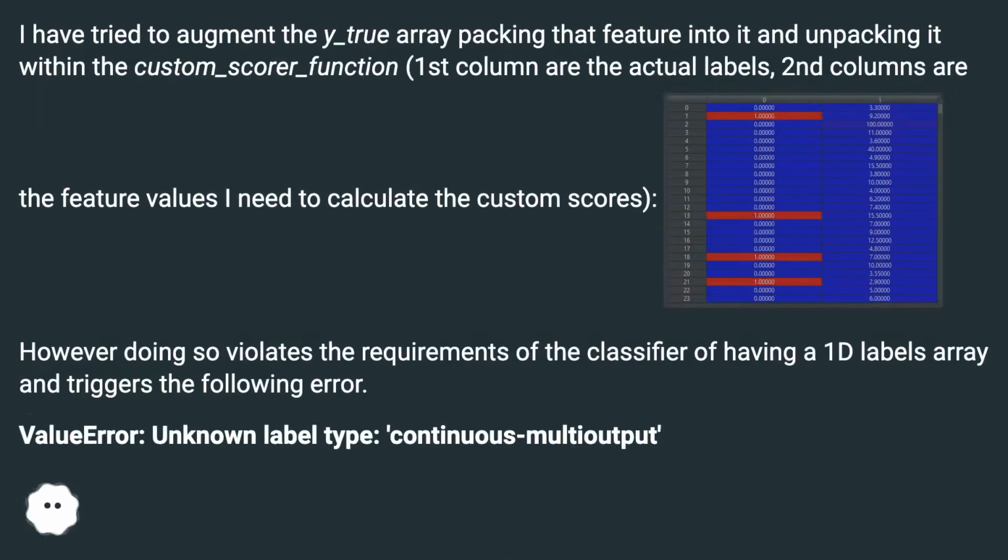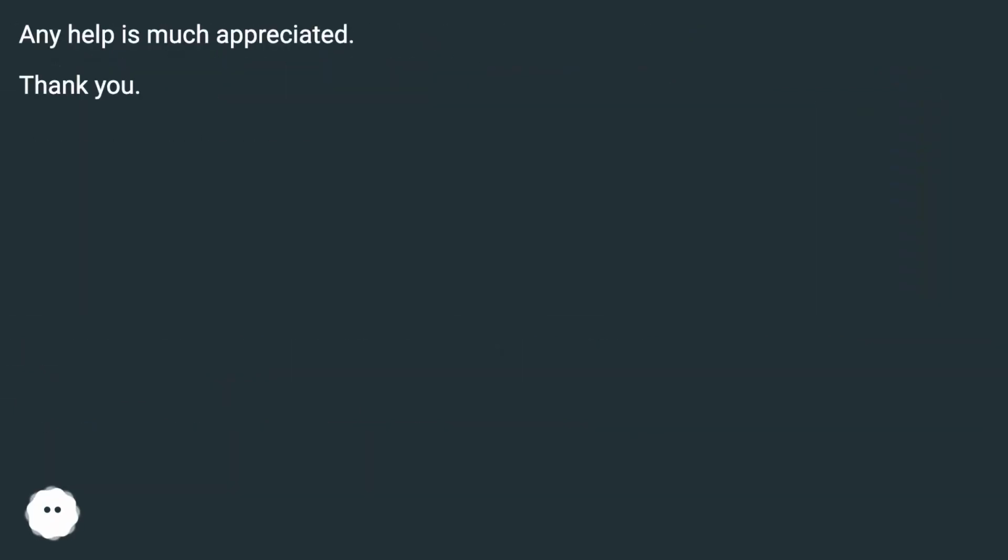I have tried to augment the y_true array, packing that feature into it and unpacking it within the custom_scorer function. First column are the actual labels, second column are the feature values I need to calculate the custom scores. However, doing so violates the requirement of the classifier of having a 1D labels array and triggers the following error: ValueError: Unknown label type: continuous-multioutput. Any help is much appreciated. Thank you.